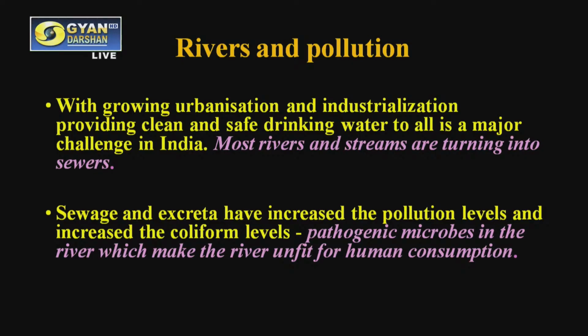Sewage, excreta, and all this have increased the pollution level, and the coliform level, that is the E. coli, Escherichia coli levels, have also increased terribly. And then we find that there are pathogenic microorganisms which are basically making the river water unfit for consumption. So rivers and pollution: including the pollution of the rivers which comes from various sources, this again can be a host for the biological contaminants which can cause several infectious diseases.